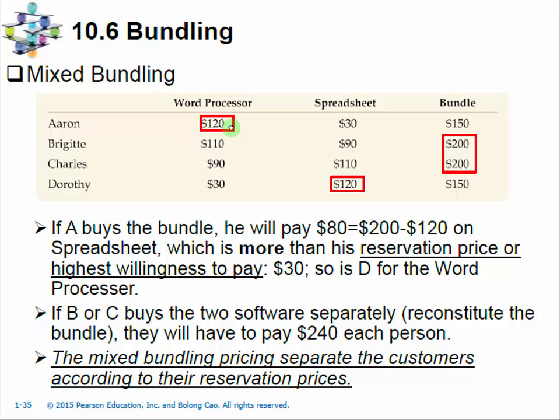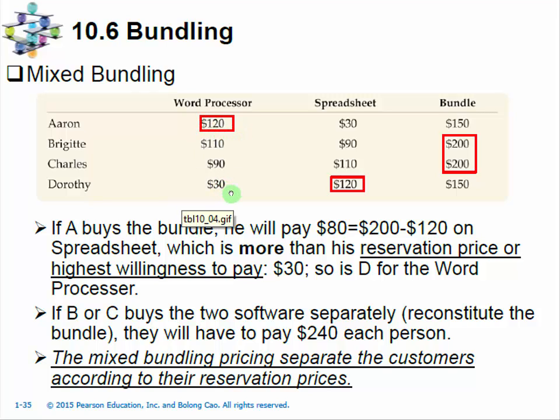When Aaron considered whether to purchase the word processor alone or the bundle, he figures that the cost difference between the standalone software and the bundle is $80, which means when Aaron is purchasing the bundle, he has to pay $80 on the other component. In this case, it is the spreadsheet. But Aaron only pays $30 on the spreadsheet as reservation price. So Aaron would rather purchase the word processor standalone.